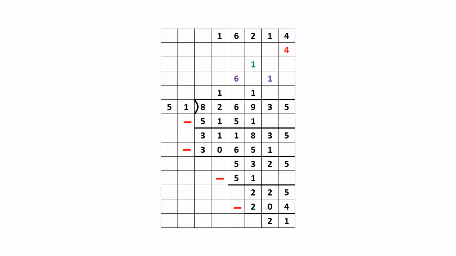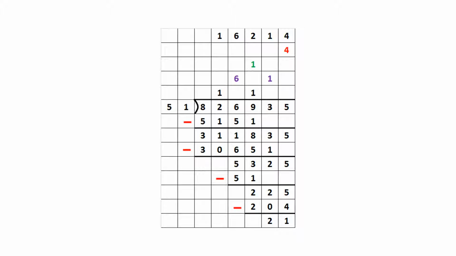51 doesn't go into 5. Bring the 5 down. We start over, and these quotient digits will be in green. Does 51 go into 53? Yes, one time. And we subtract, we get 2. Doesn't go into 25. Bring the 25 down. 51 does not go into 22, but it goes into 225 4 times, and that's in red. And 4 times 51 is 204, and we subtract, we get 21.